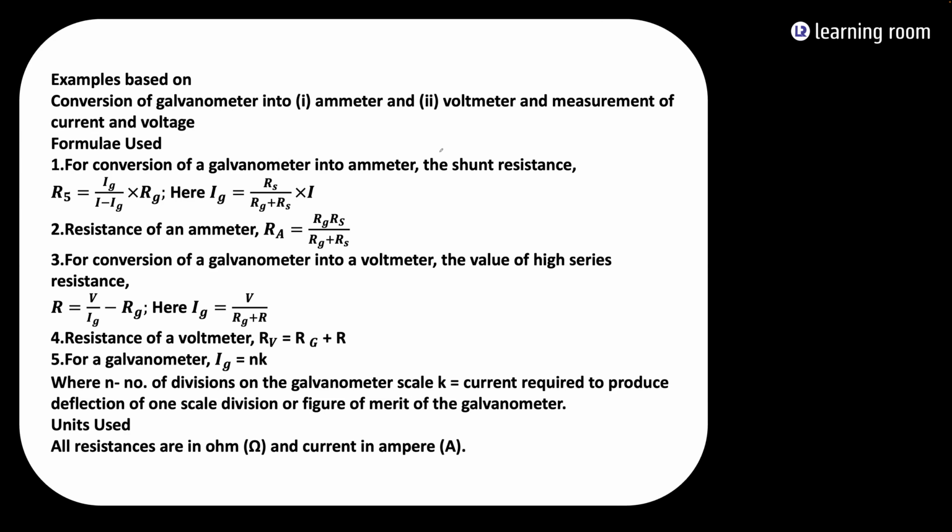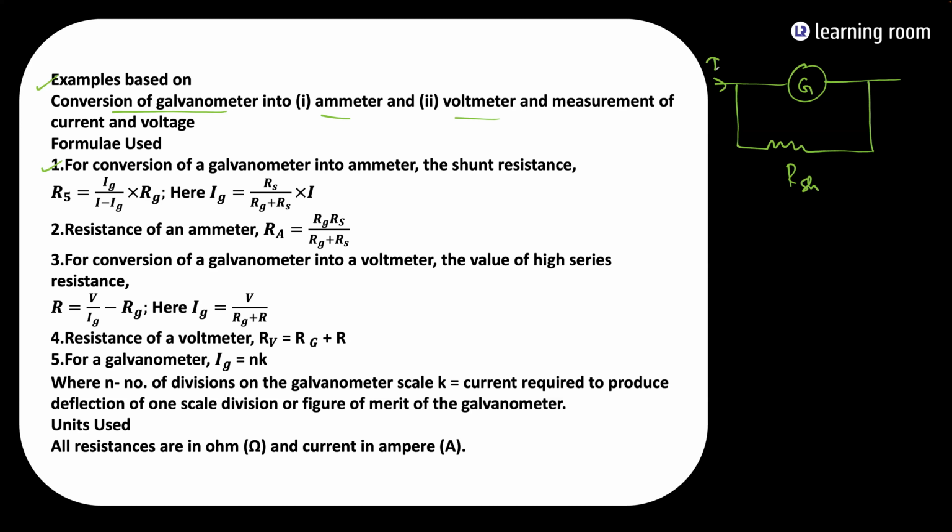Go to the problem that is based on conversion of galvanometer into an ammeter and voltmeter, right? So first thing, let's recollect the concept. If you convert the galvanometer to an ammeter, what is it supposed to do? You need to connect a shunt resistance, right? You connect a resistor R shunt in parallel to the galvanometer so that this whole circuit is going to be treated like an ammeter.